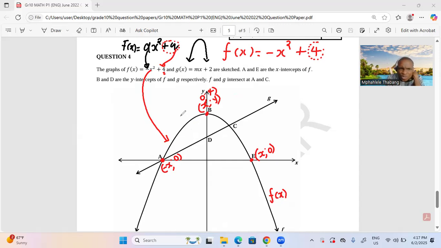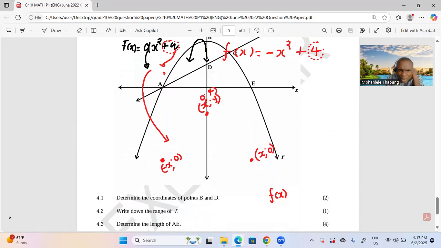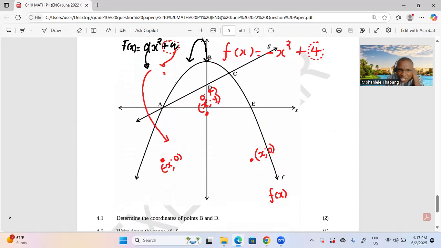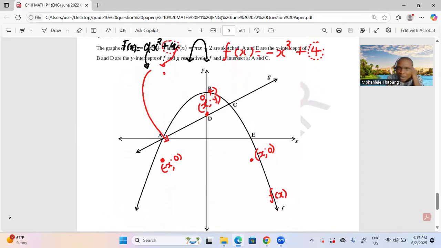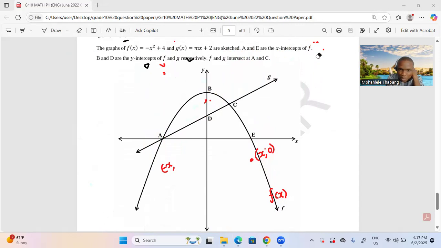Now, I think we can go and read the question. What is it that they want? Determine the coordinates of points B and D. I love this examiner. Let me erase everything. I want to explain. Determine the coordinates of B and D.